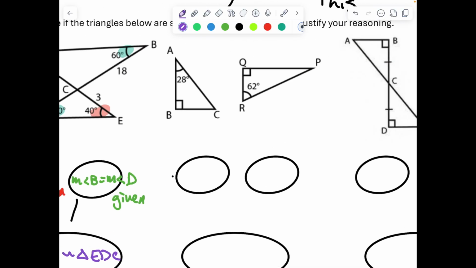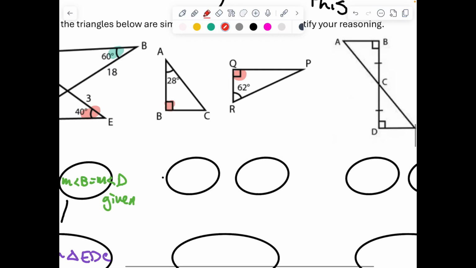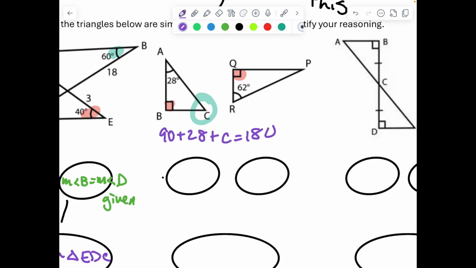Here I have a pair of angles that's the same. I'm not sure if I have another pair of angles that are the same, but I could check. I'm going to find out what this missing angle is. I know they should all add up to 180, so I'm going to do 90 plus 28 plus angle C. Those should all add up to 180. So 90 plus 28 is 118, and I'm going to subtract that from 180. So angle C is 62, and that matches angle R.